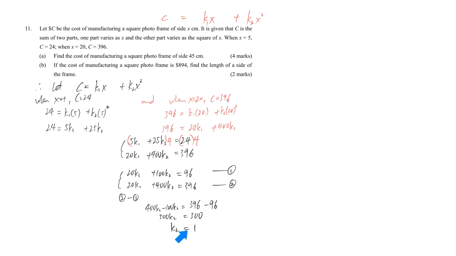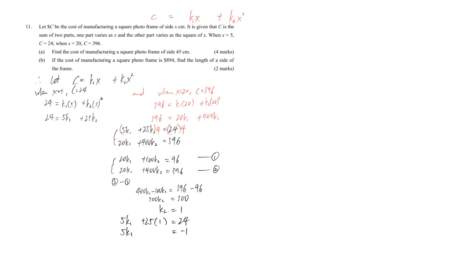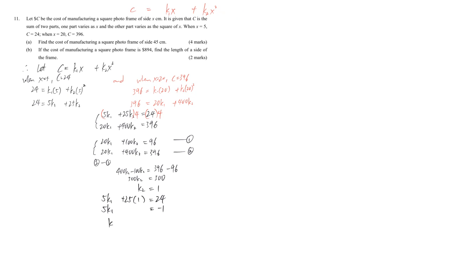Once we know k2, we just put it into either one of them. I use the original equation because the numbers are smallest here. So 5k1 plus 25k2, where k2, which we already found, is 1, is equal to 24. 5k1 equals negative 1. And therefore, k1 is equal to negative 1 over 5.